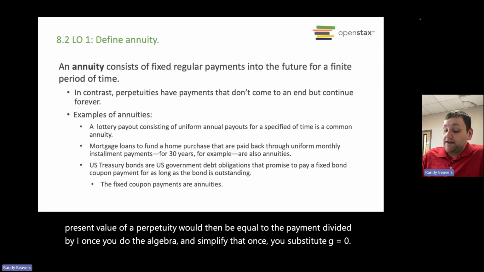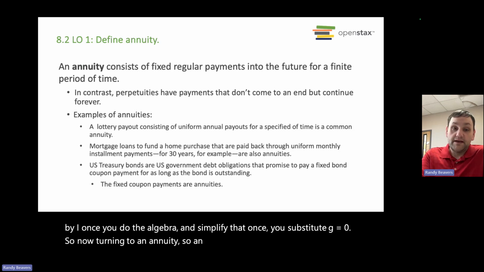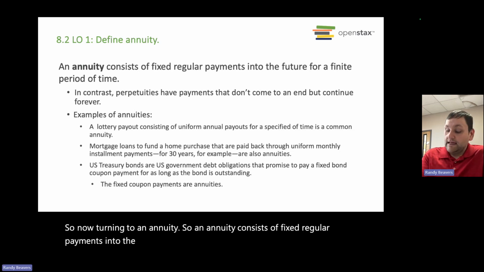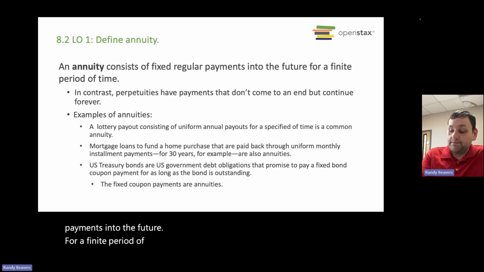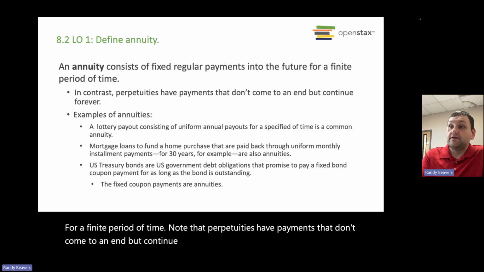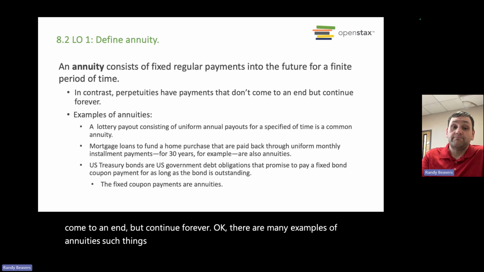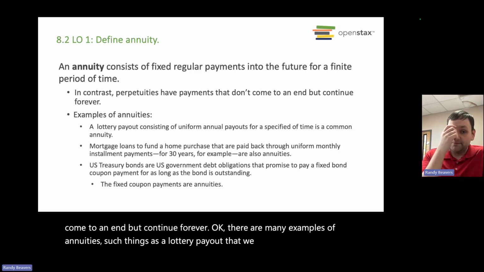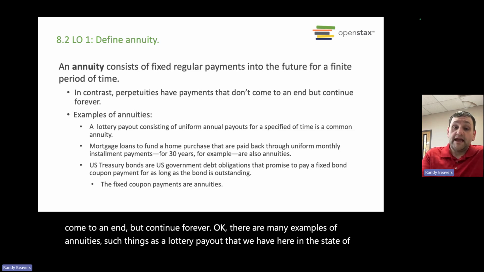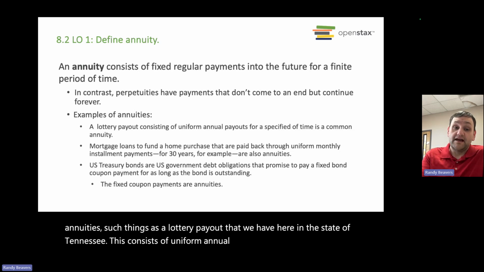So now turning to an annuity. So an annuity consists of fixed regular payments into the future for a finite period of time. Note that perpetuities have payments that don't come to an end but continue forever, okay? There are many examples of annuities, such things as a lottery payout that we have here in the state of Tennessee. This consists of uniform annual payouts for a specified period of time.